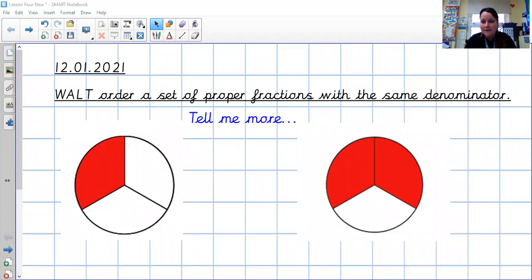So today's date is the 12th of the 1st, 2021, and our WALT for today is to order a set of proper fractions with the same denominator. So if you'd like to pause the video and just write the date and WALT into your book.